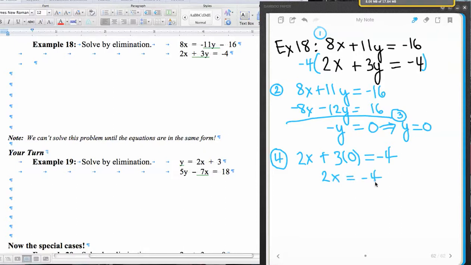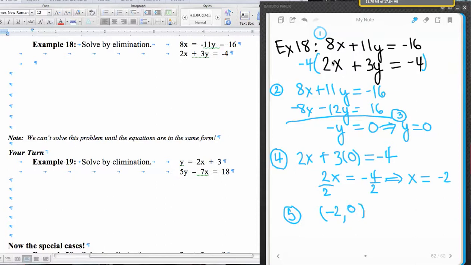Now once I have that, I can solve. Divide by 2 or multiply by the reciprocal of 2, which is going to look like division because it is, and so x is equal to negative 2. And finally I have my solution, so I'll write it as an ordered pair. X is equal to negative 2 and y is equal to 0.